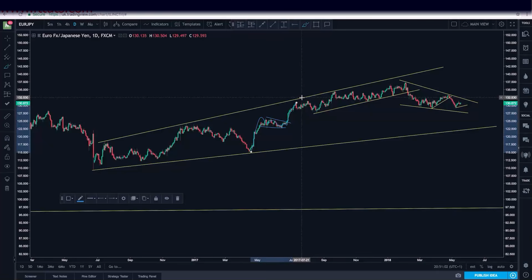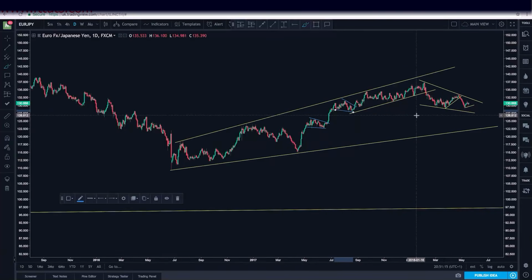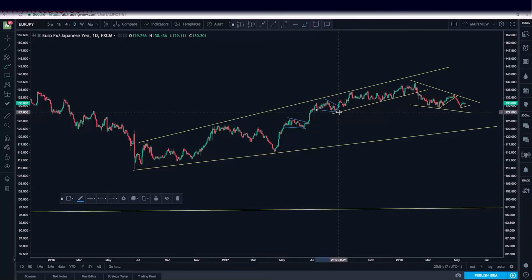Notice this section here, it looks very similar to this correction. So let's clean this up a little bit so you can see. Notice this section, this correction, looks very similar to this correction here. So as you see that correction, what would we be expecting next? An impulse. But what did we get? We just moved out very slowly.